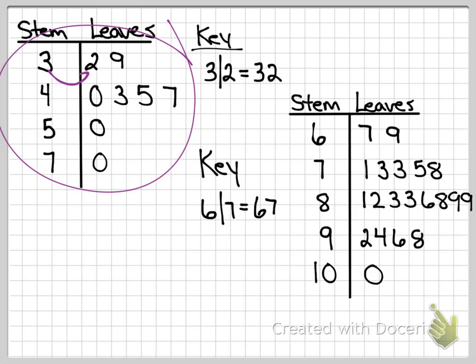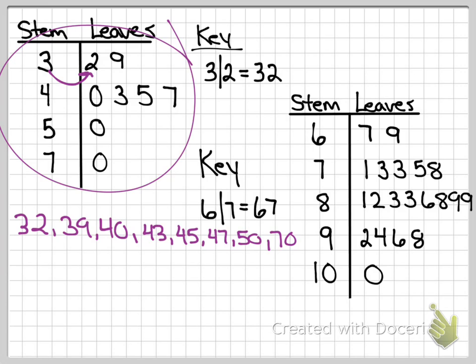So if I have 3 | 2, I can use my key, and I know that 3 | 2 gives me what? 32. So I'm going to write 32 somewhere around this stem and leaf plot. I want you to start pulling out the numbers. What's going to be my next number? 39. Next? 40. Next? 43. Next? 45. Next, 47. Next, 50. Next, 70. And look, it's beautiful. They're in order already from least to greatest.